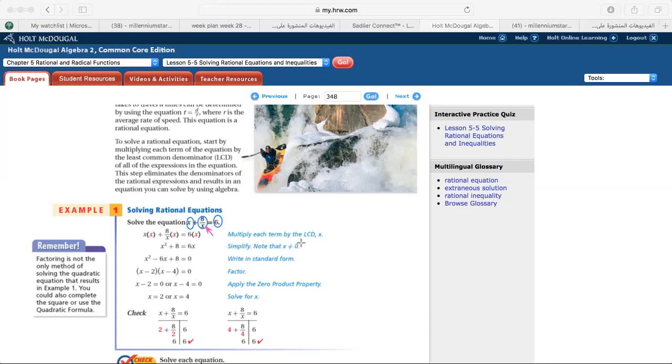So if I read the steps here: multiply each term by the LCD, which is x. Simplify, note that x is not equal to 0, write in the standard form, then factor, then apply the zero product property, then solve for x. Then if you want to check your answer, you can substitute x by 2 or by 4, and your answer should be 6.